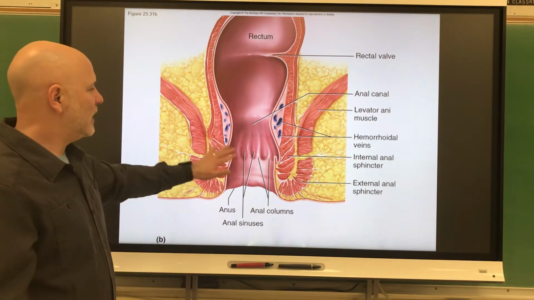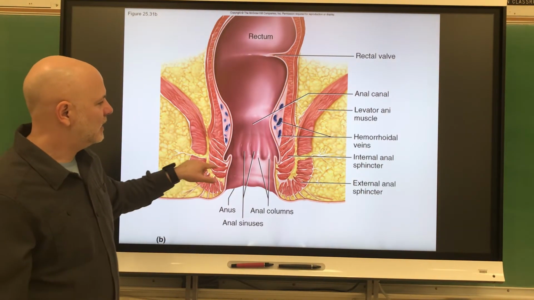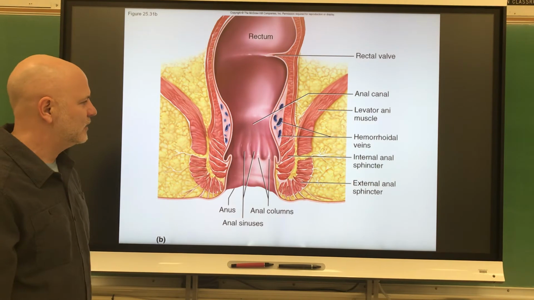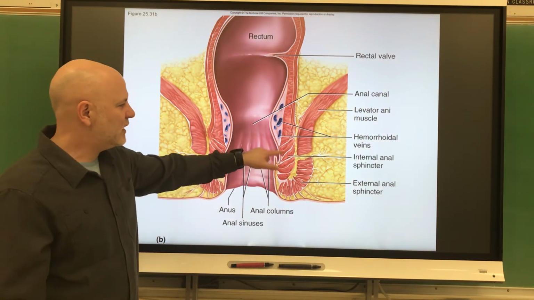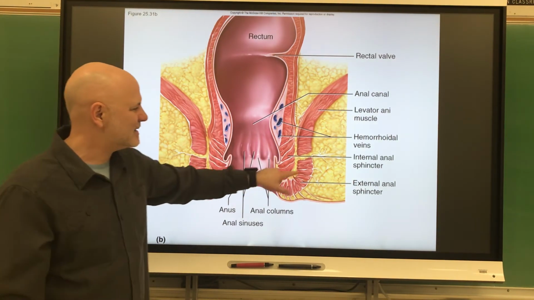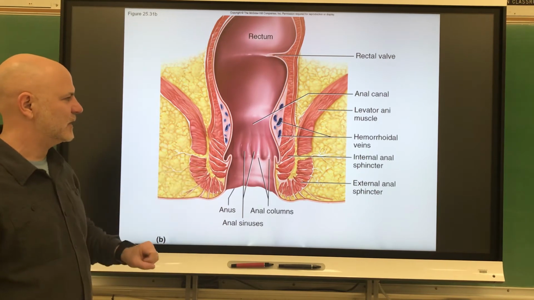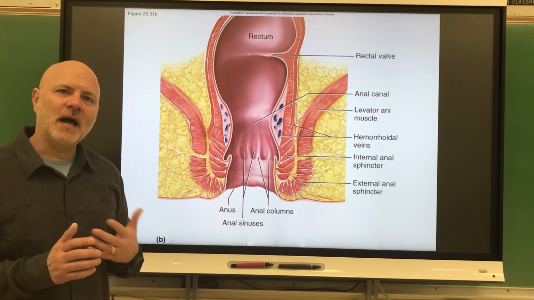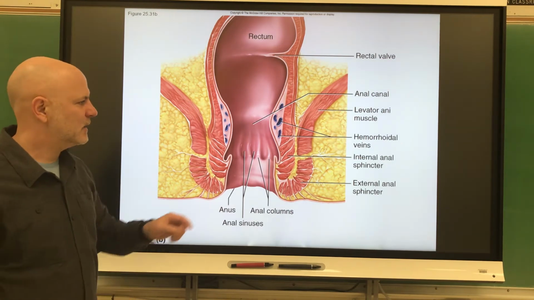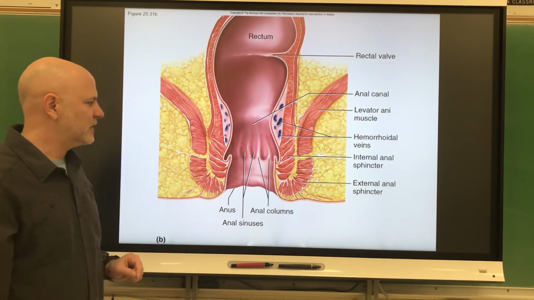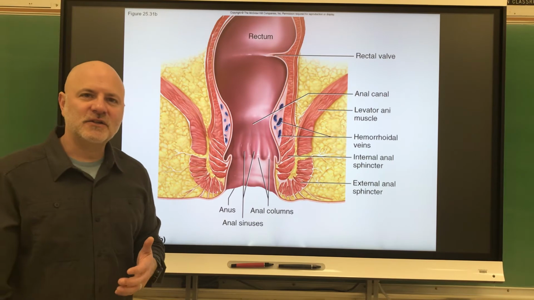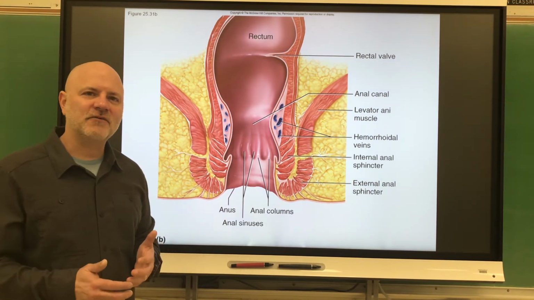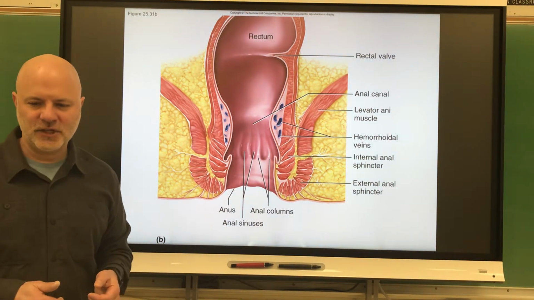All right, so in our anus, we have two sets of muscles. We have the internal anal sphincter here, and outside of that is the external anal sphincter. The internal anal sphincter is smooth muscle, so that's not under voluntary control, that's involuntary. The external anal sphincter outside of that is made of skeletal muscle, and that gives us voluntary control over defecation.